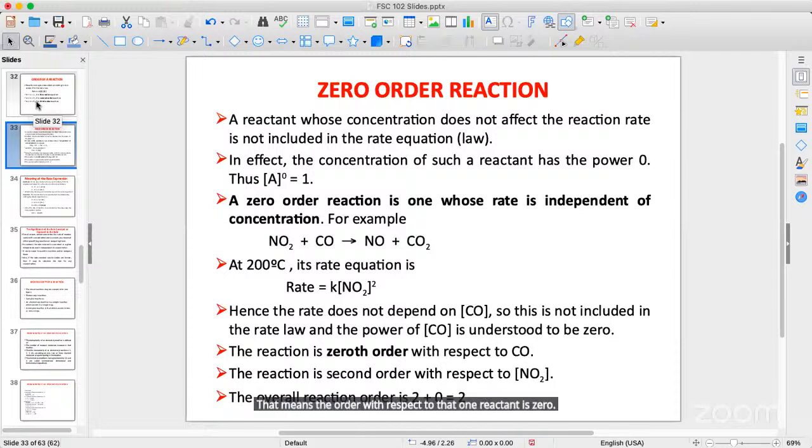So any reaction where a concentration change does not lead to a rate change, contrary to the general concept that a change in concentration must lead to a change in rate, is a zero order reaction. If it is not the whole reaction but just a reactant, that reactant is zero order as far as that reaction is concerned.